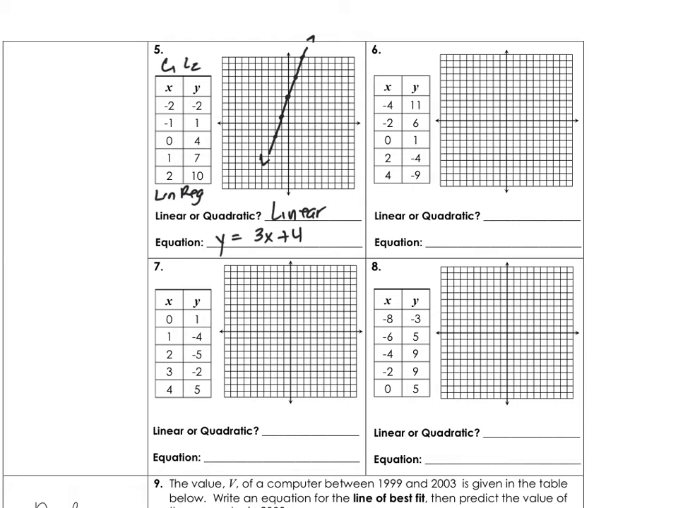Number 6, negative 4, 11. Well, that's going to take me off the graph, so I'm not going to plot that one. Negative 2, 6. Left 2, up 6. 1, 2, 3, 4, 5, 6. 0, 1. 2, negative 4. Right 2, down 1, 2, 3, 4. And 4, negative 9. Right 4, down 9. Okay, connect the dots.